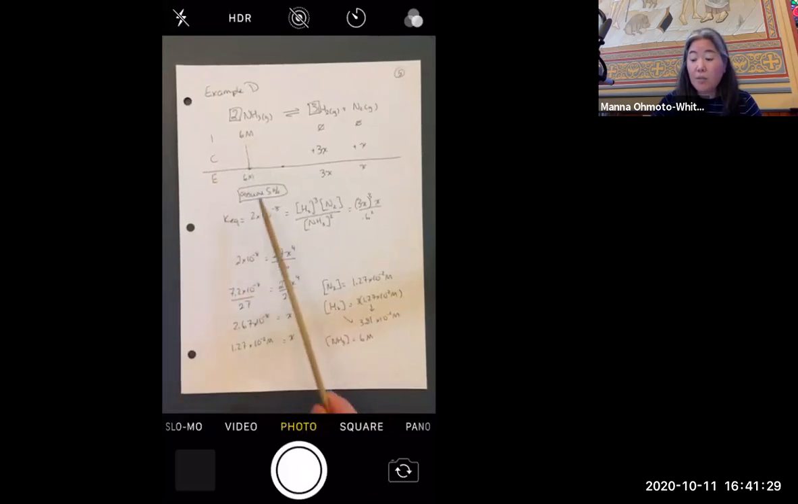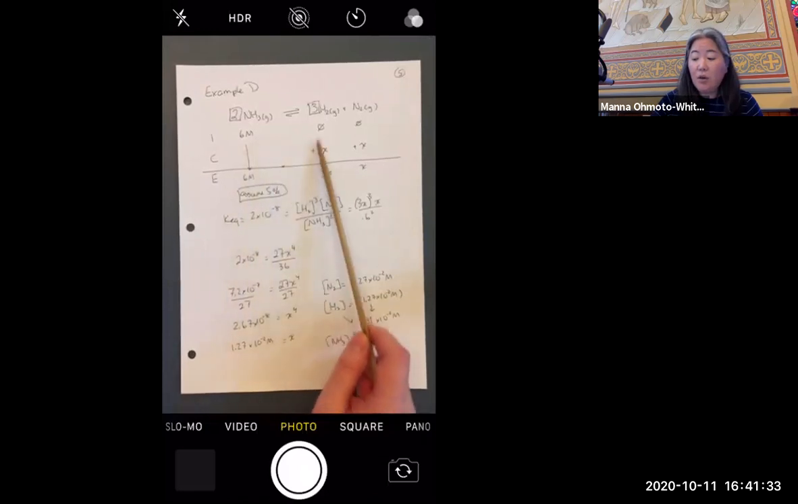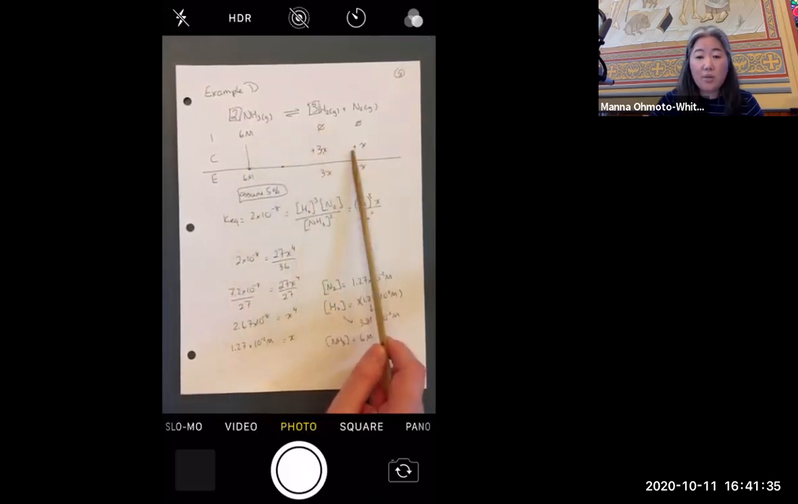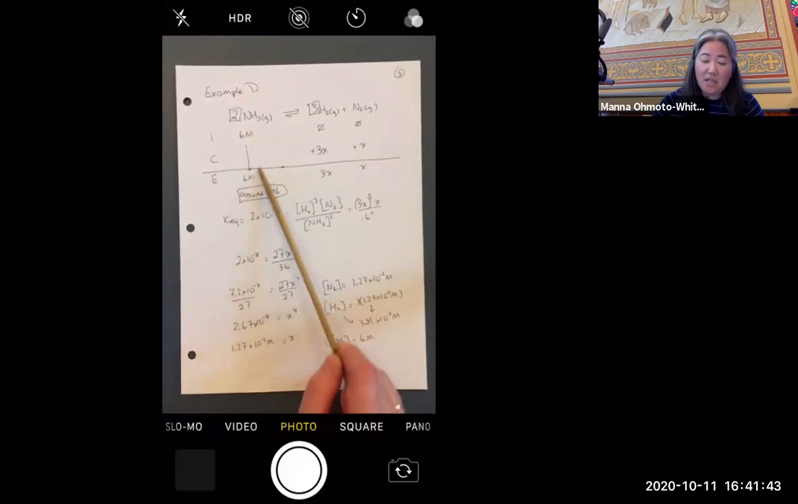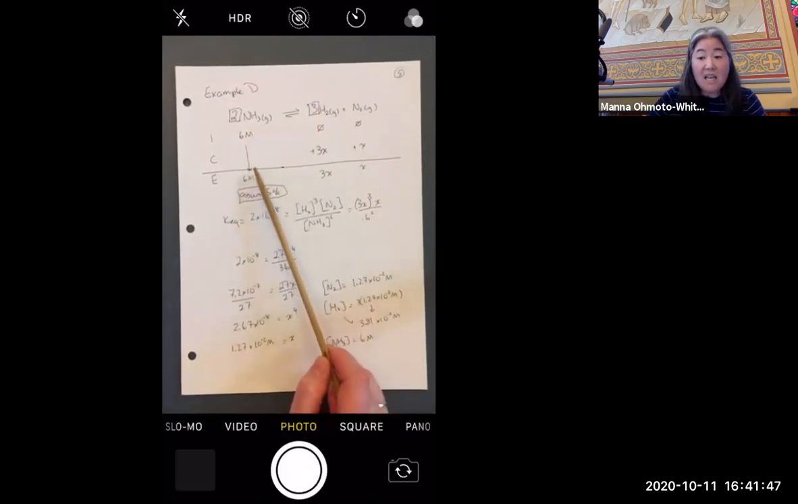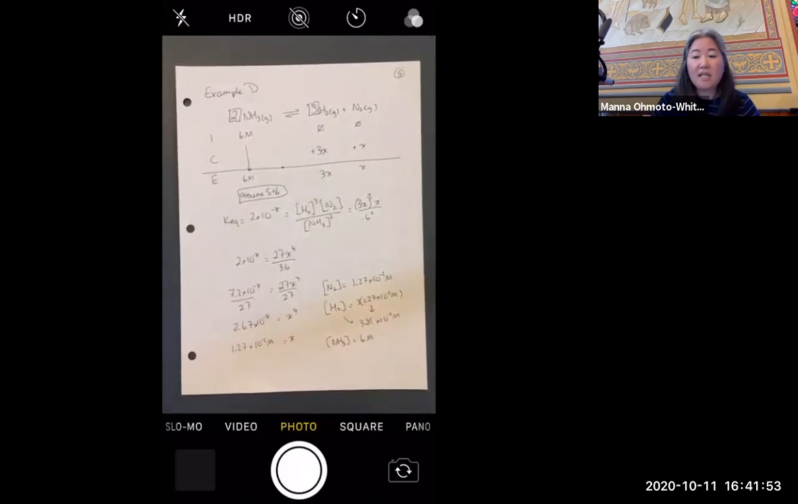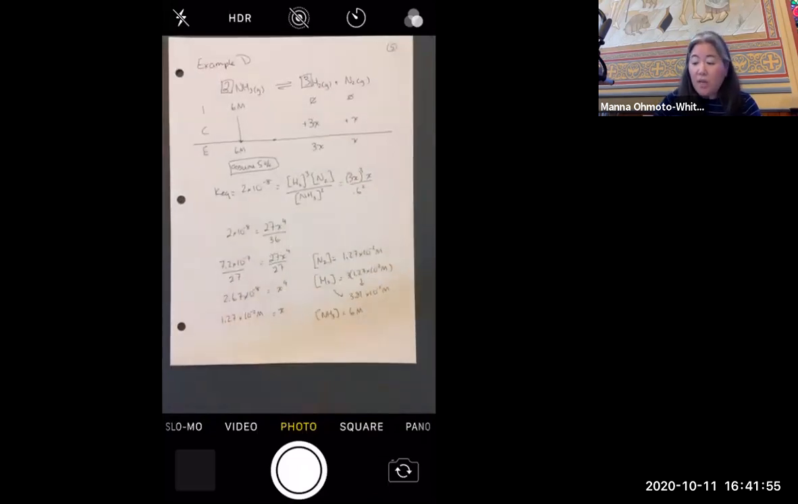So I can assume the 5% rule, which means that at equilibrium, even though my H2 and N2, I'm adding those, and I'm saying that they exist, 3x plus x here, this is going to be the same, my initial and my equilibrium concentrations. Because the amount that I lose, the minus 2x that I would be losing, is so negligible, I can't tell the difference. So then I plug this in.